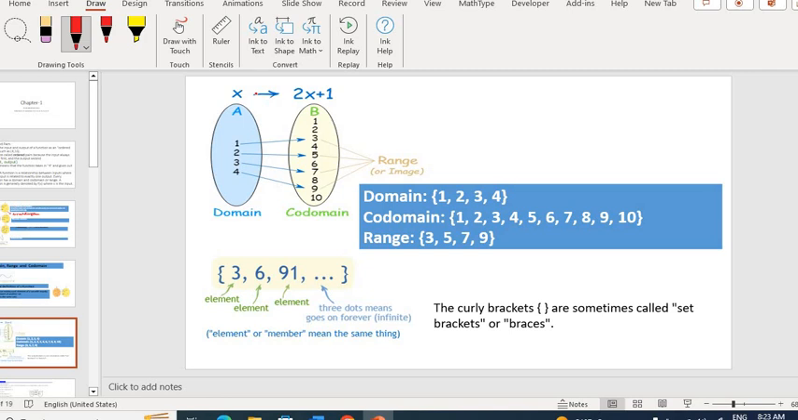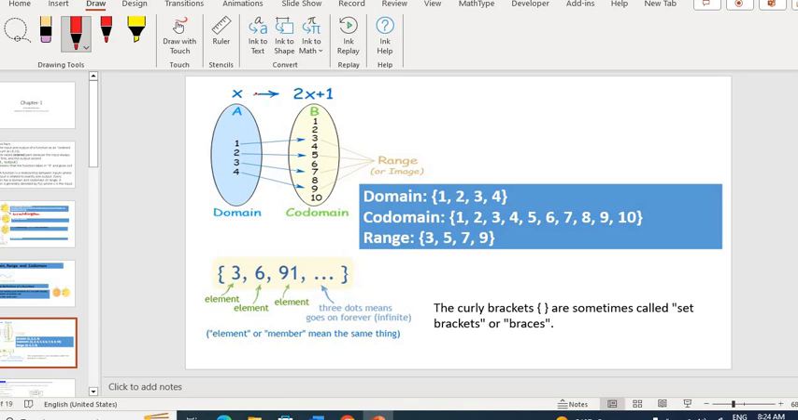Here the input is x, the output is 2x plus 1, an arrow diagram. See here, 1 2 3 4, and here 1 2 3 4 5 6 7 8 9 10. So all the elements in set A are called the domain. In set B, 3 5 7 9 is called the range or image, and all the elements in this picture are called the codomain. So the domain is 1 2 3, the codomain is all the elements, and the range is the image only of A. If between A and B there is no image, then there is no range. So the range is 3, 5, 7 and 9.